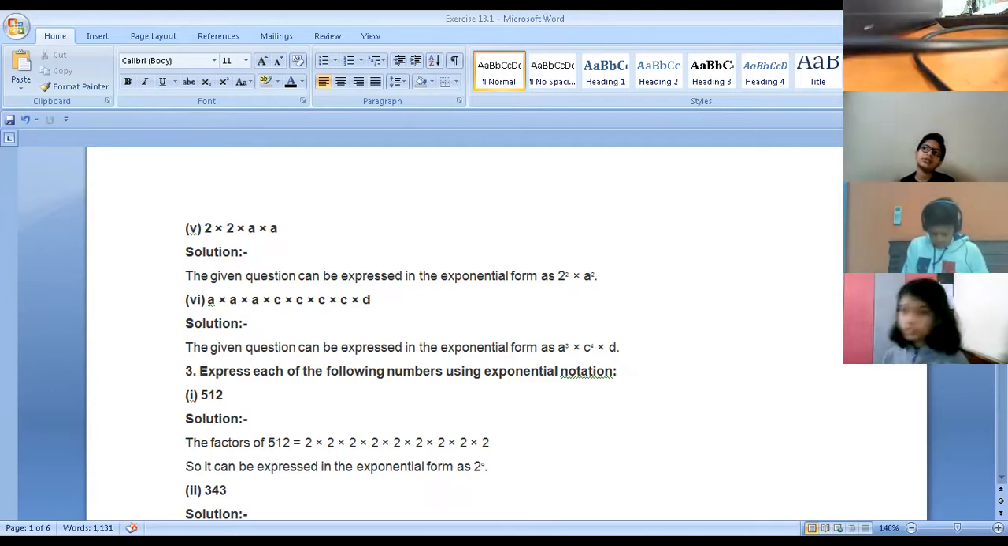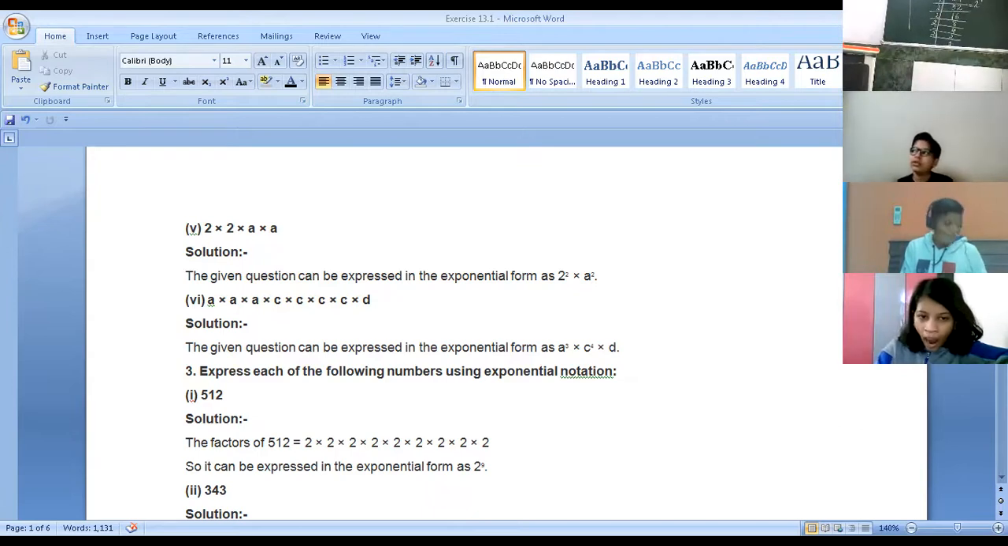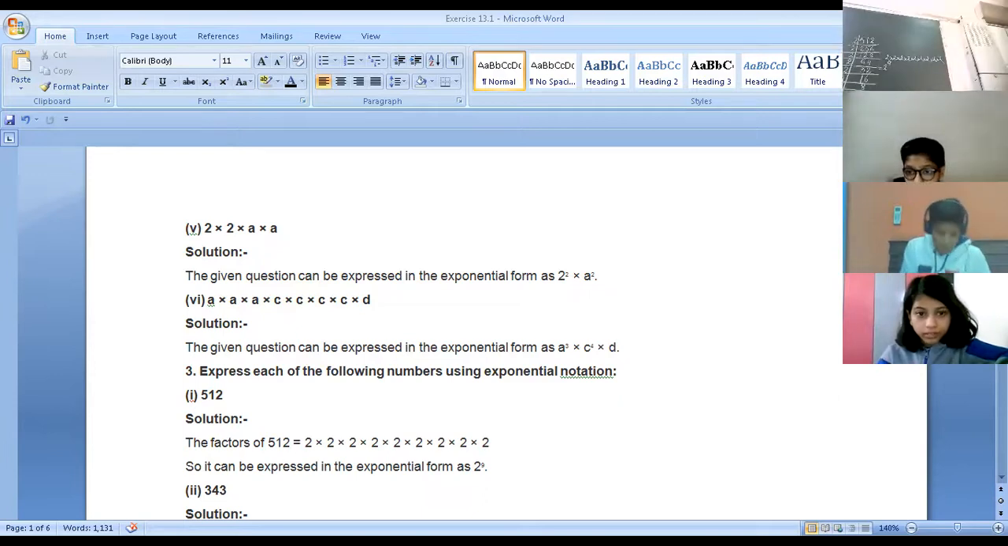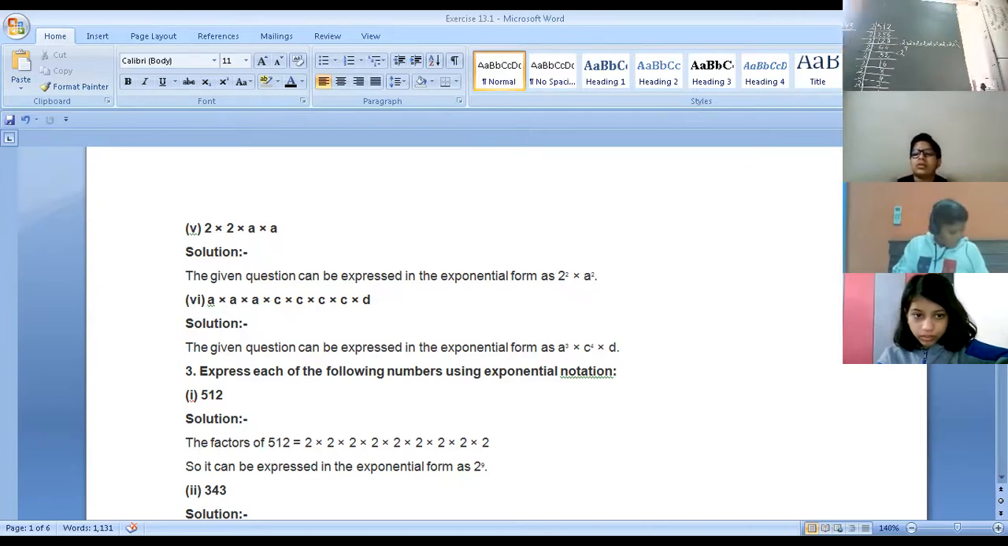Just a second. 7 7s are 49. Ma'am, 3 times 7 is coming. So, ma'am, the answer is 7 cube. 7 7s are 49, 7 ones are 7. So 7 is coming. The answer is 7 cube. Yes. 7 into 7 into 7. So the answer will be 7 raised to the power 3. Absolutely right.